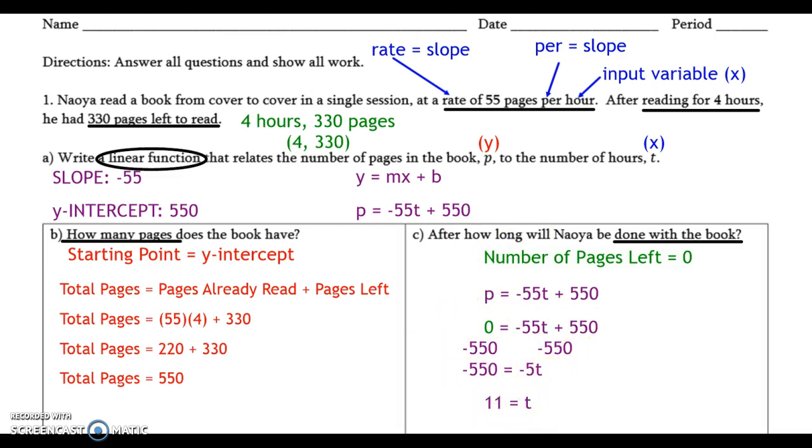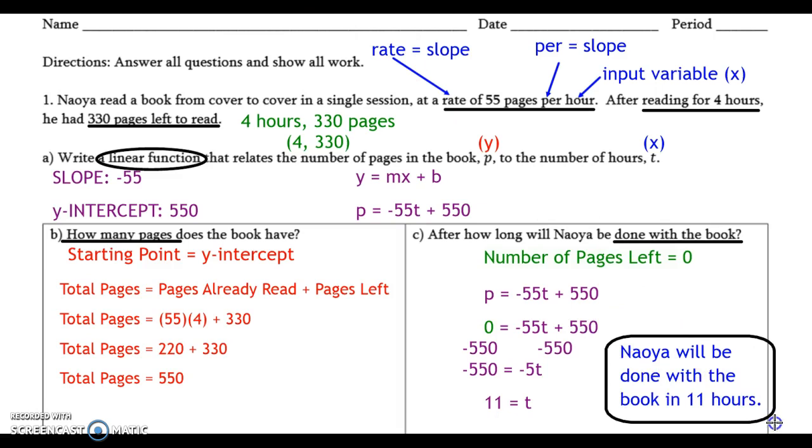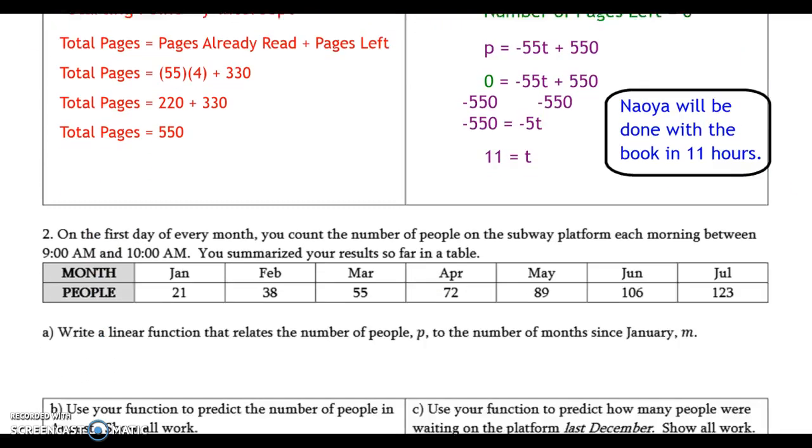But as I said in class, we're going to take this math answer and translate it back into the real world. So we need a quick sentence that describes what happened here. So we finish this off with this information. It says Naoya will be done with the book in 11 hours. And we're done. Let's take a look at the second question.